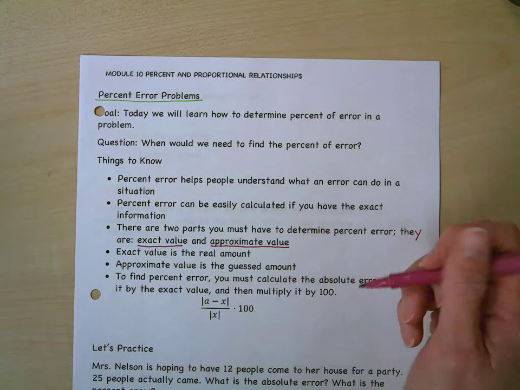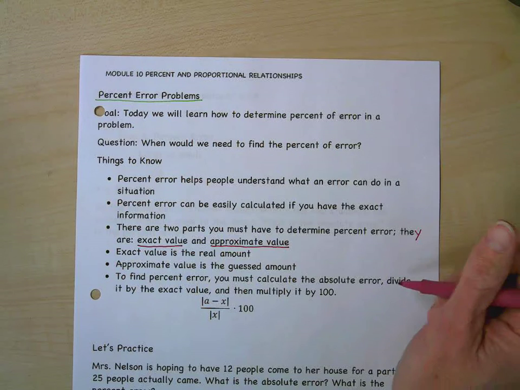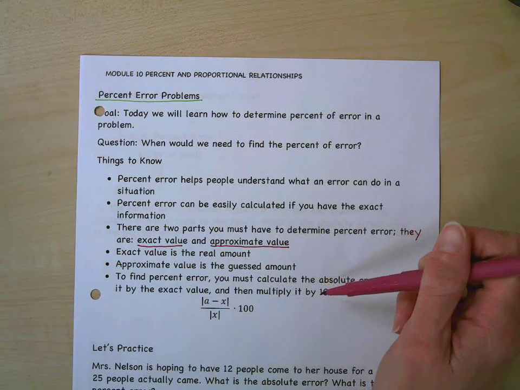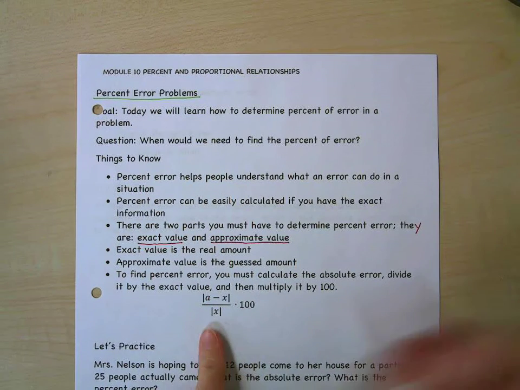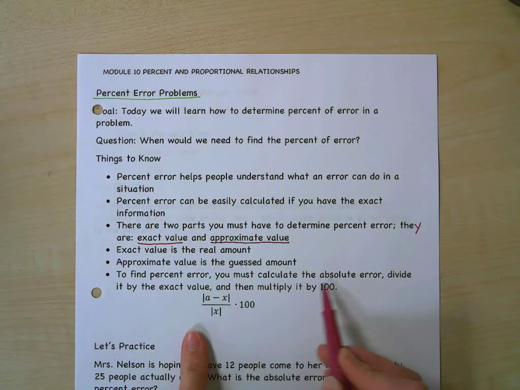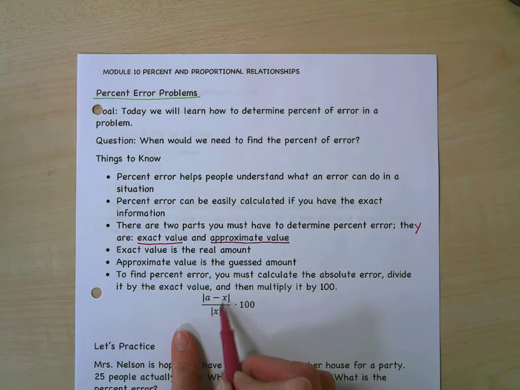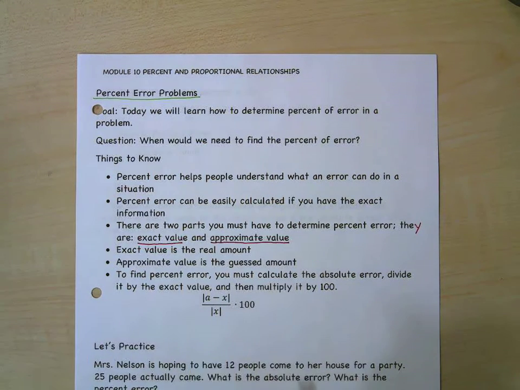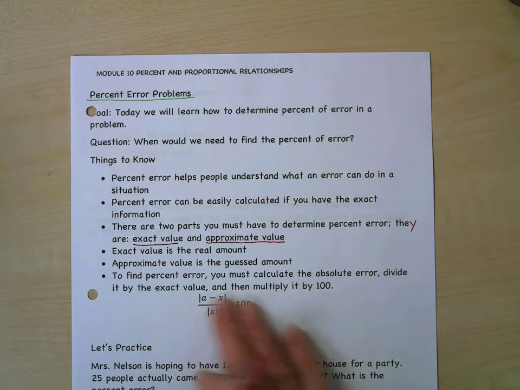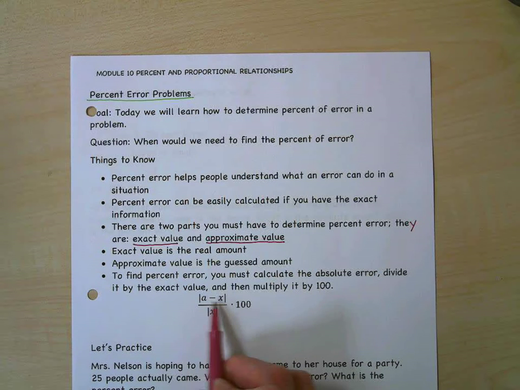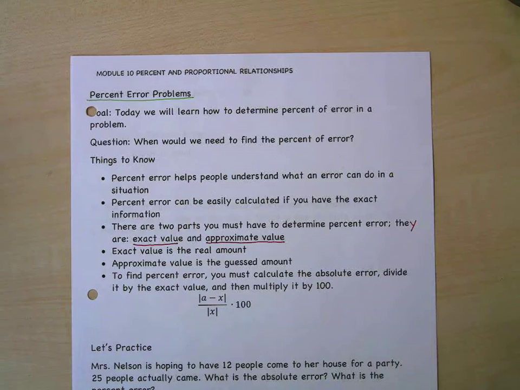To find percent error, you must calculate the absolute error, divide it by the exact value, and then multiply it by 100. Okay, and so I showed you mathematically what that looks like. To find percent error, you must calculate the absolute error. So that means you're taking the approximate, subtracting the exact. What do you do first? Approximate minus the exact. Then you have to take the absolute value of it. And then you are going to divide that by the absolute value of the exact and then multiply by 100. Writing that out to describe it gets a little bit confusing, but when you look at it and read it: I take the approximate minus the exact and then take the absolute value, and then I divide it by the absolute value of the exact and then times it by 100. Okay, and that's how you would do that.